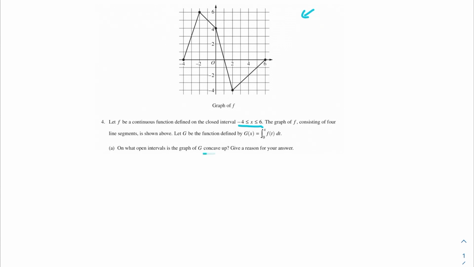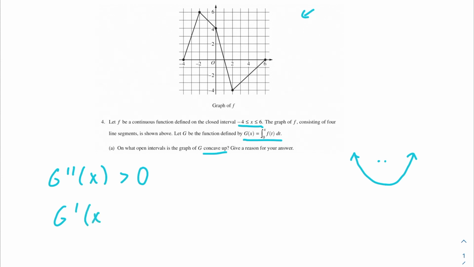Alright, so concave up, remember that looks like this. We've got kind of like a smiley face. And a function is concave up when its second derivative is greater than 0 or positive. So if we're defining our g of x as the integral from 0 to x of f of t, we can say that g prime of x is equal to f of x, right?